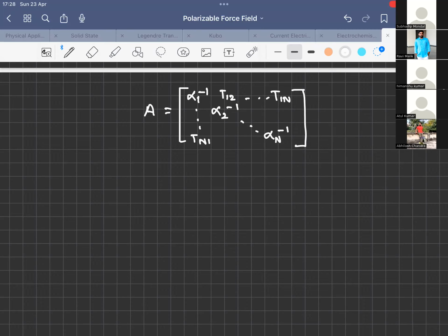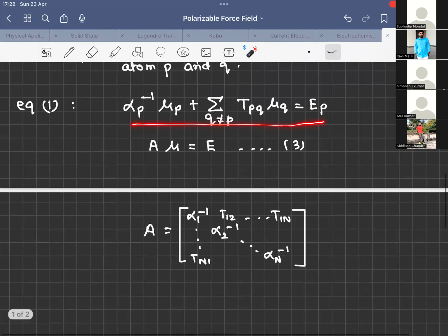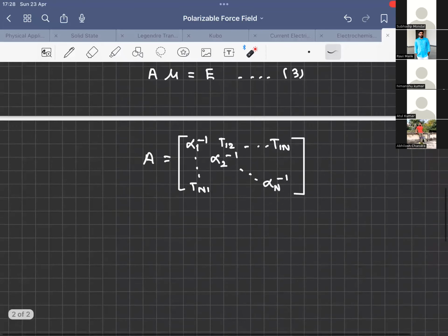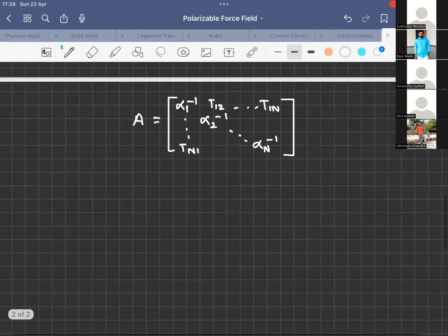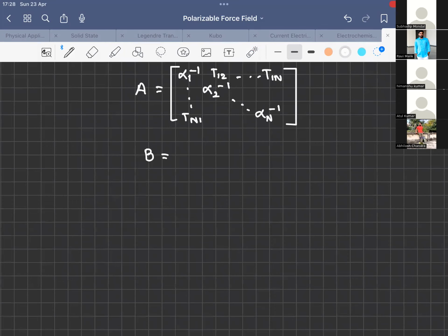So it's a form of this A matrix. So just simply write this equation as a simple matrix equation. Okay, so now what they did was take the inverse of this matrix, which is the B matrix. So the B matrix is basically the inverse of this A matrix.